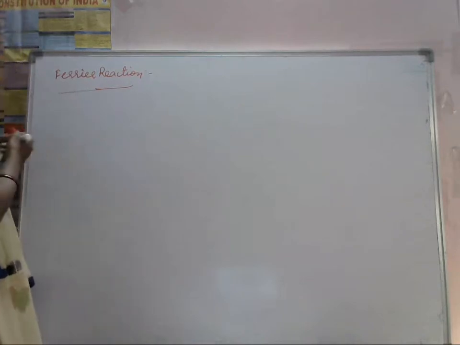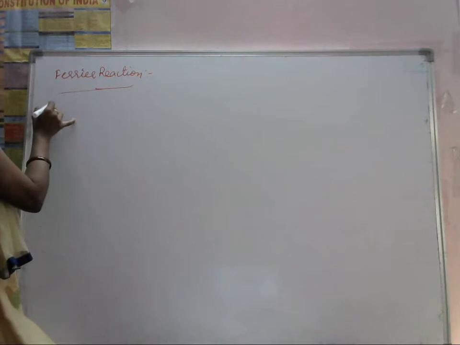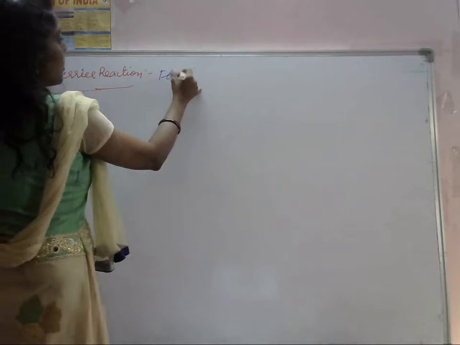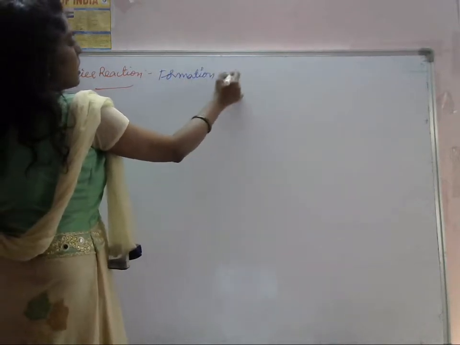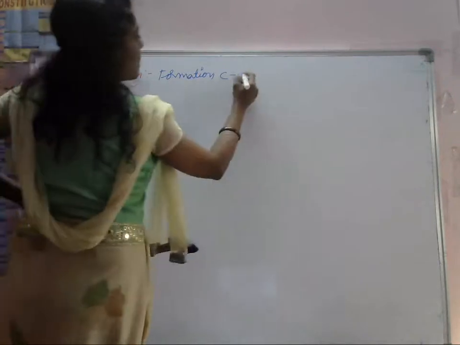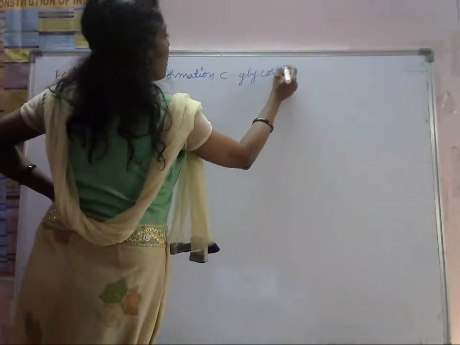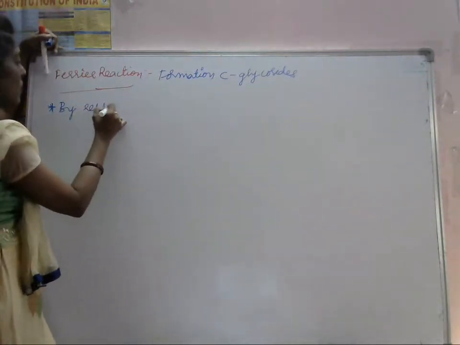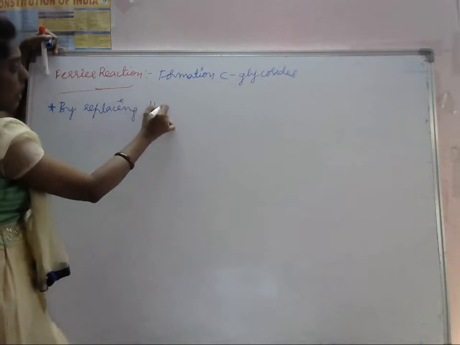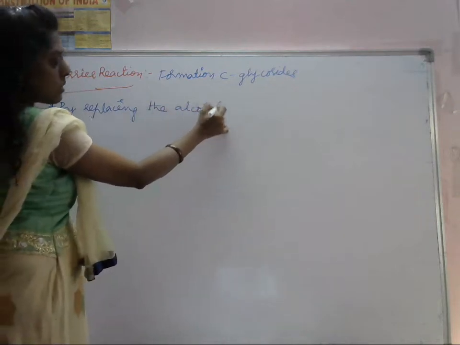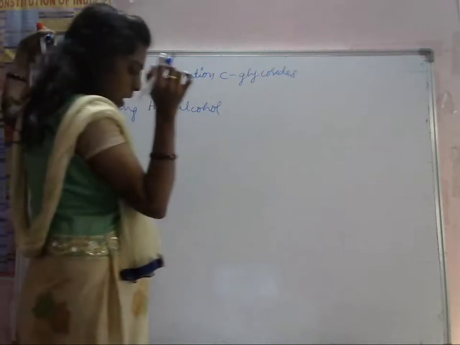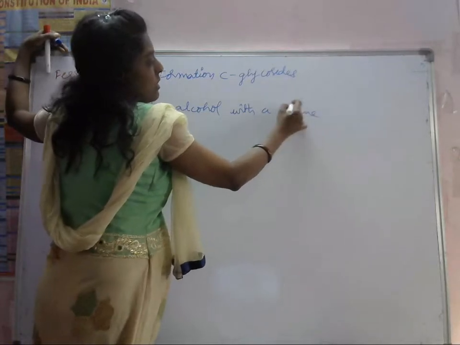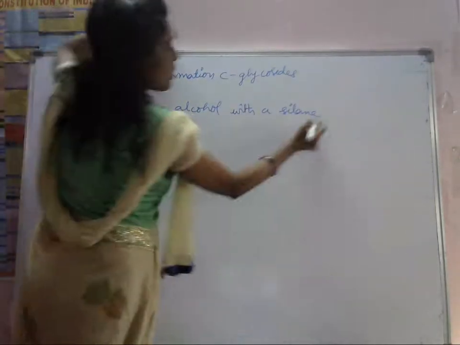Ferrier reaction is nothing but the formation of C-glycosides by replacing the alcohol. So how does it form? By replacing the alcohol with which group? With a silane.